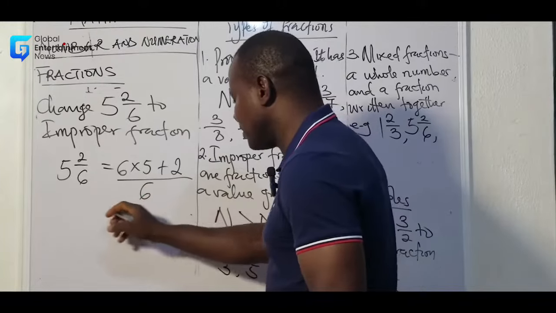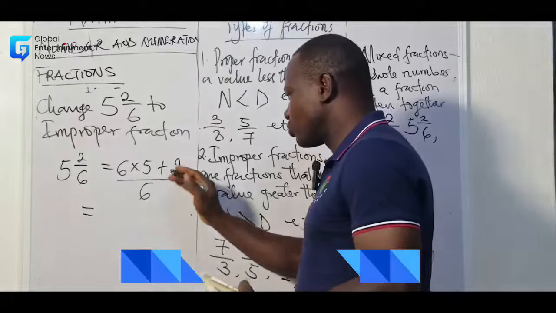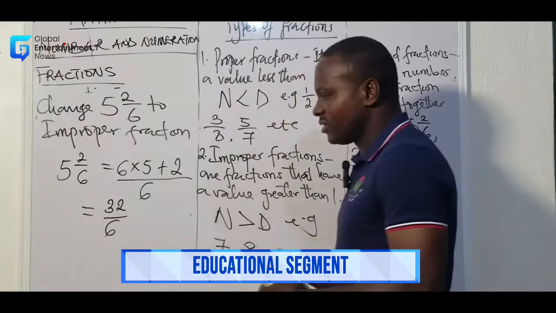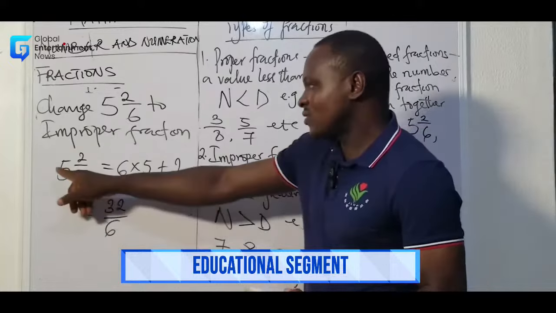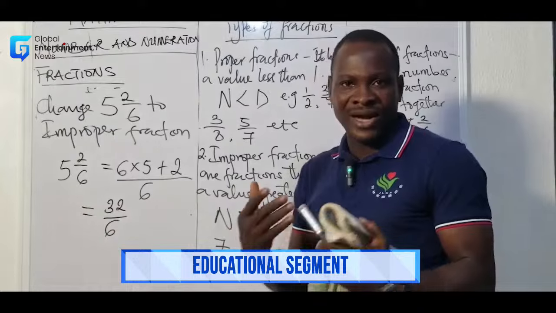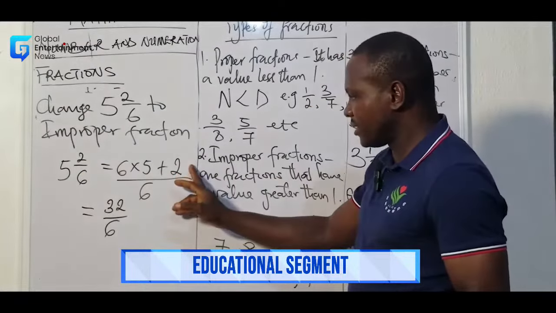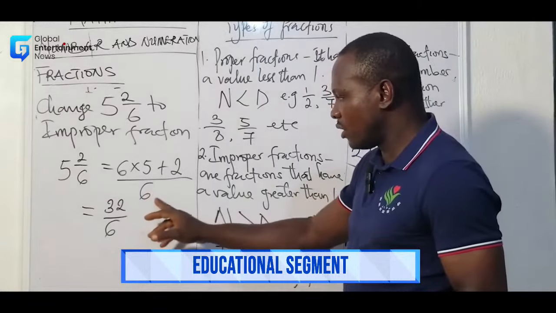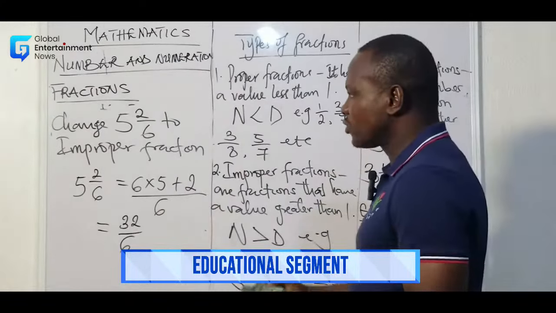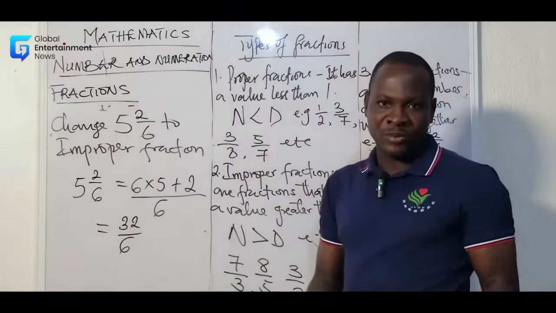What is the denominator? 6. Multiply this: 6 times 5 is 30. 30 plus 2 is 32 all over 6. Do you understand? We multiply the denominator by the whole number, and whatever result we get, we sum it to the numerator, and we got 32 all over 6.